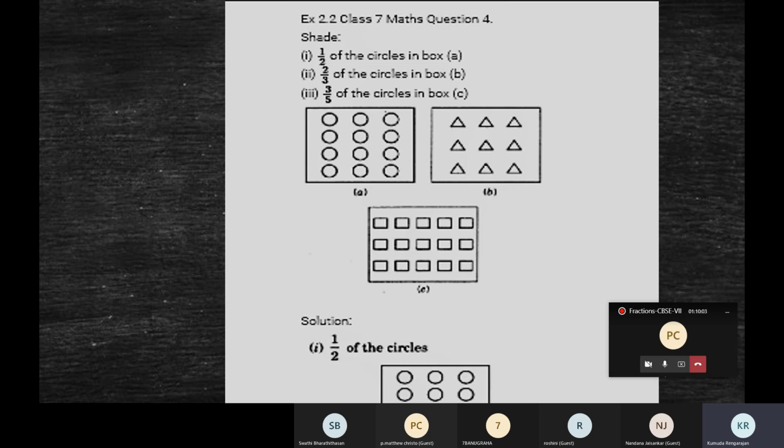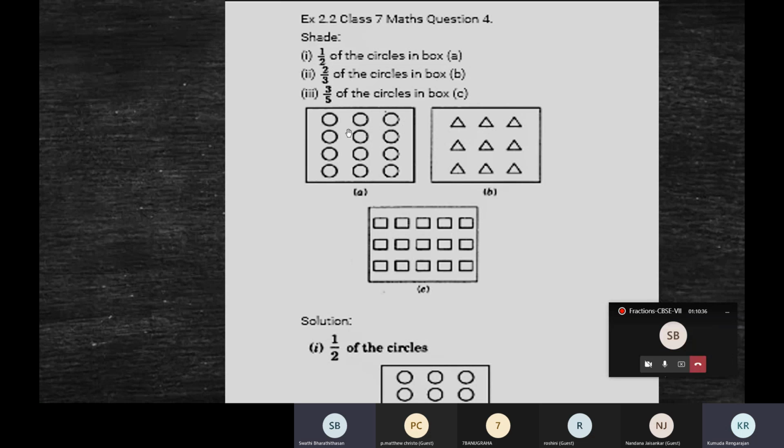So half of the circles in box A. This is the question here. What you see here, we are given A, B, and C. And we have to find half of the circles in box A. How do you find half of the circles? How many circles are there? Ma'am, 12 circles. 12 divided by 2 is equal to 6, ma'am. So we have to shade 6 circles in box A.